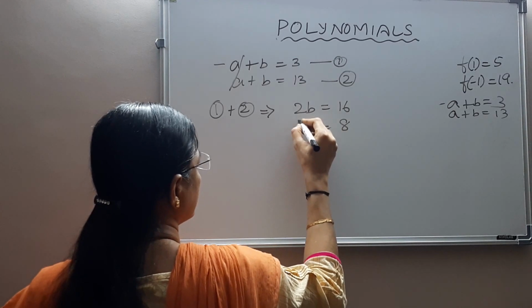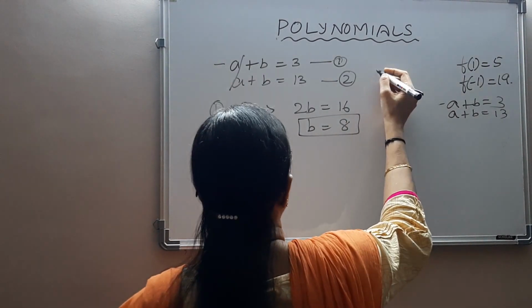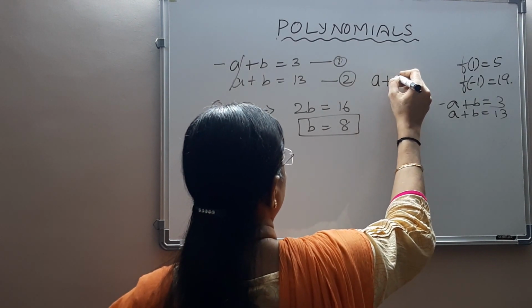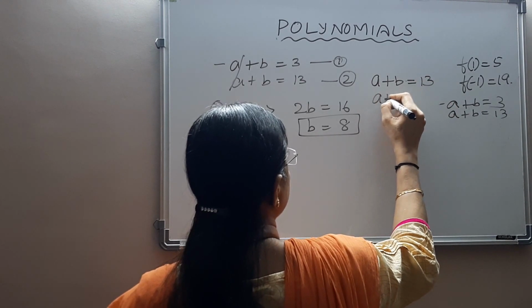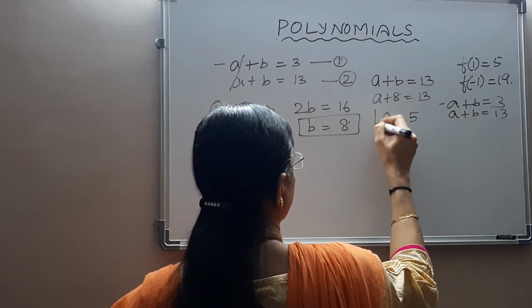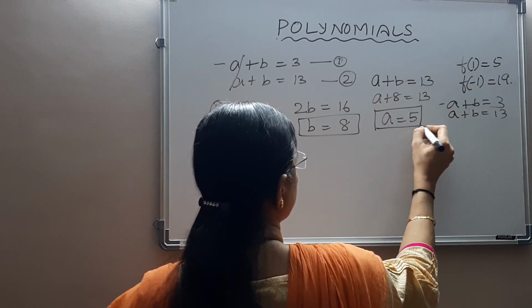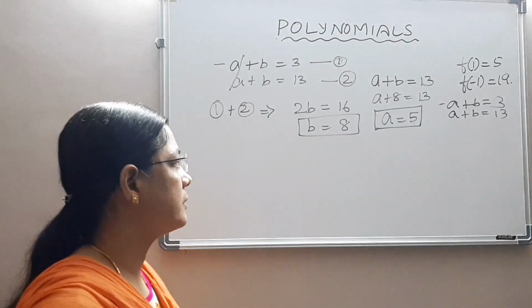So 1 plus 2 will give me 2b, the a terms get cancelled, and this is equal to 16, or b is equal to 8. Now I have the value of b, and for the value of a I take the second equation. Now a plus 8 is equal to 13, or a is equal to 13 minus 8, that is 5. Now we have got the value of a and b respectively.